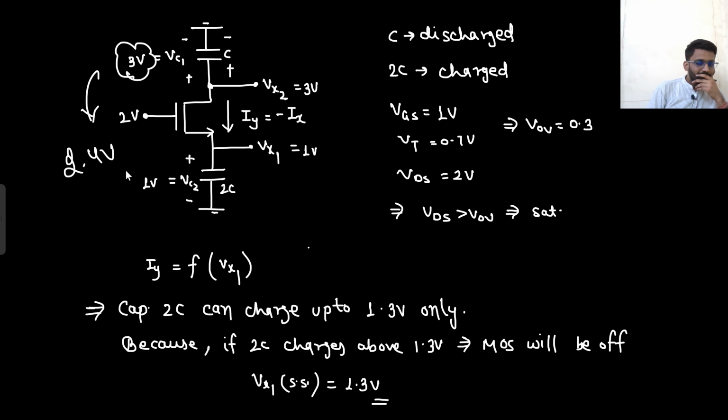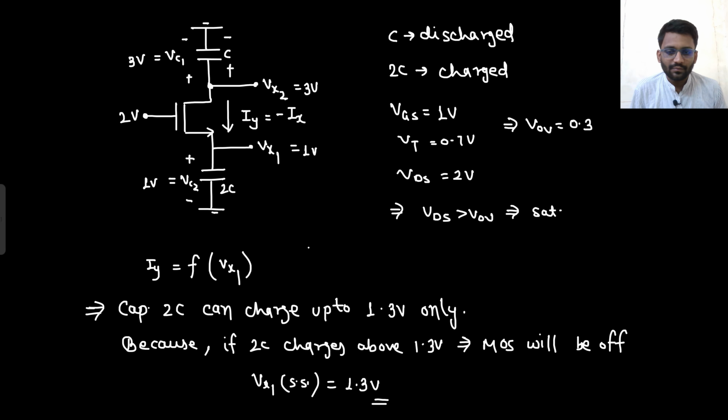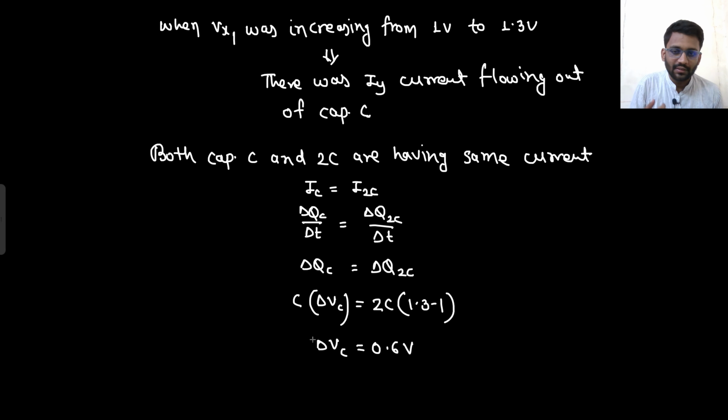Say yes or no. Initially it was charged to 3 volt, right? There is a change of 0.6 volt, that I know, because the change in 2C is 0.3 volt. So there will be a change of 0.6 volt in C. One thing also I know is that it is getting discharged. So if initially it is having 3 and it is getting discharged, what will it finally have? 2.4. Right or wrong? Right. So the change in the voltage of capacitor C will be 0.6.